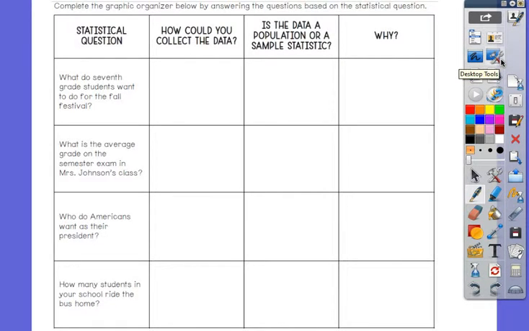All right, so we have a chart here, and they're asking us a statistical question. We need to figure out how we could go about collecting that data. The first question says, what do 7th grade students want to do for Fall Festival? If you were in charge of Fall Festival, how would you go around and ask people? Where could you do that? You could go to the classroom. So Mr. Fontenot's going to let you interrupt all the classes? That would be nice of him. At recess, at lunchtime. What lunch do you go to? Poll at 7th grade lunch.